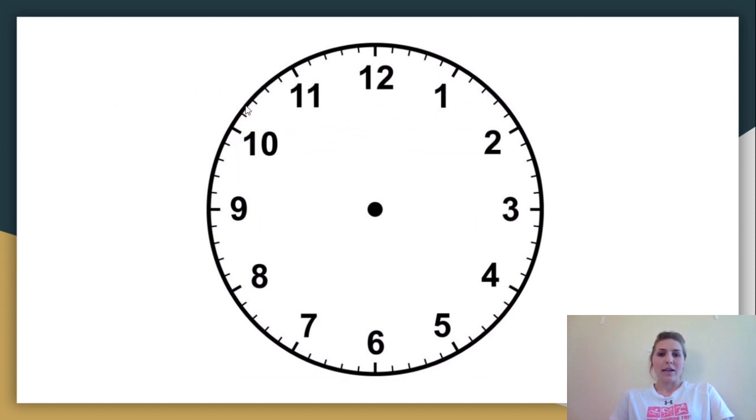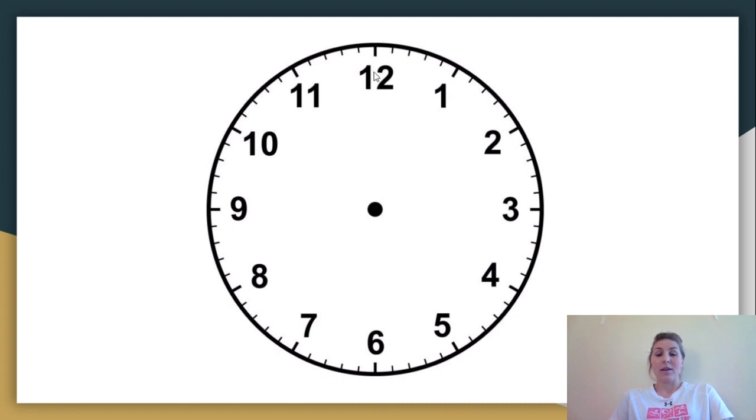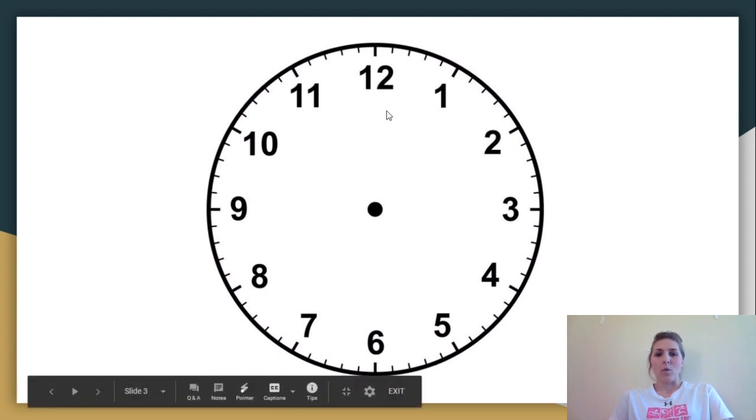So here is what a clock would look like without hands on it. If we're looking at just our hours, we would start up here, and then we have 1 o'clock, 2 o'clock, 3, 4, 5, 6, 7, 8, 9, 10, 11, 12. I'm sure you've noticed this before. We have a clock similar to this in our classroom. A day has 24 hours. So on this type of clock, the hands will go around 2 times for 1 full day.